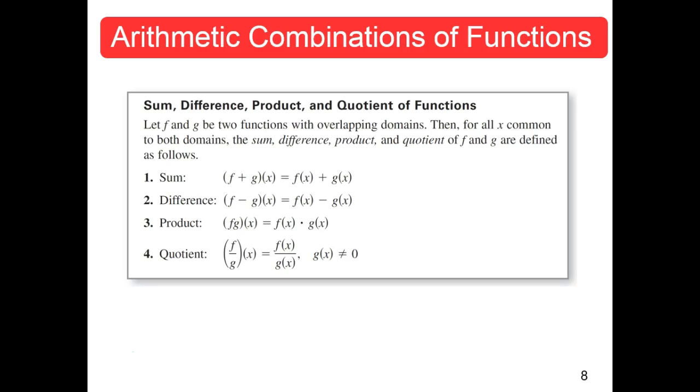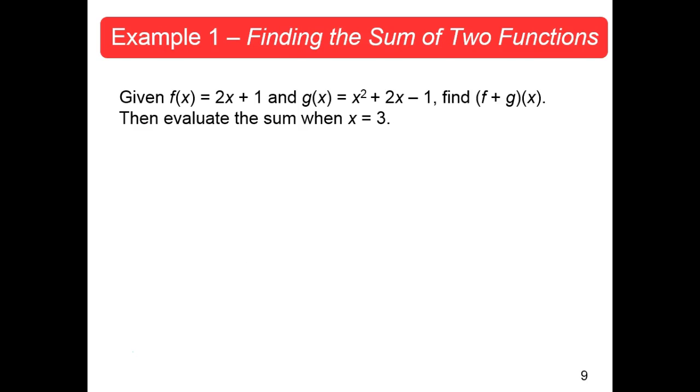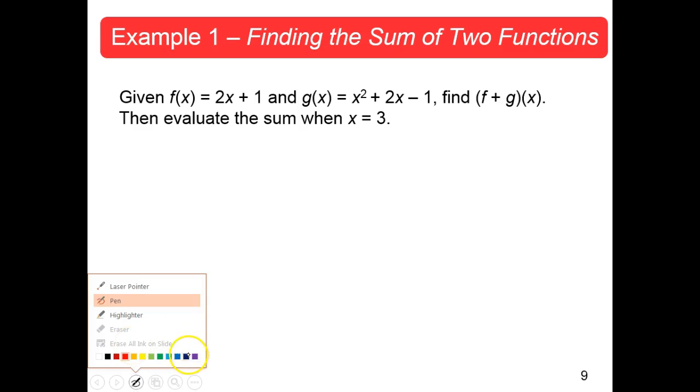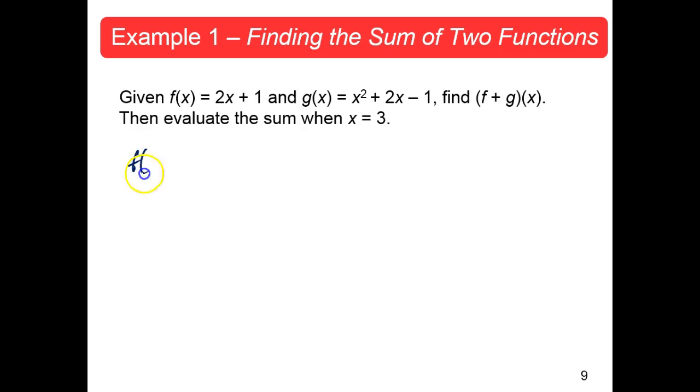Okay, does that make sense? Let's do example 1 and see how much sense it makes. Given that f of x is 2x plus 1, and g of x is x squared plus 2x minus 1, find f plus g of x. How do you find f plus g of x? What's the definition of that? F of x plus g of x.